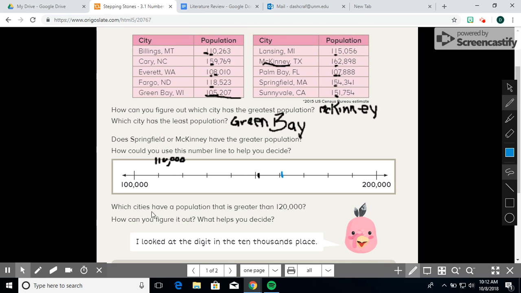So it says, which cities have a population that is greater than 120,000? So we're going to, again, look at our 10,000s place. We know that if it has a 1 in the 10,000s place, it can't be it. This one would be greater because it has a 5 in the 10,000s place. 0 won't work. 1 in the 10,000s place won't work. 0 won't work. That can't be greater. 162,000 is greater. That can't be greater. 154,000 is greater, and so is 151,000.